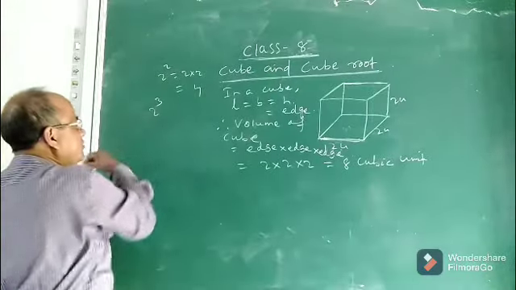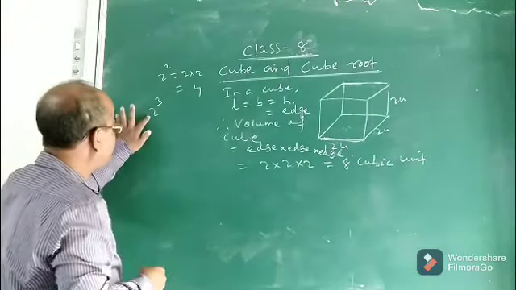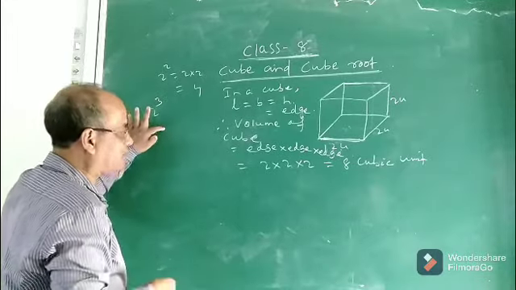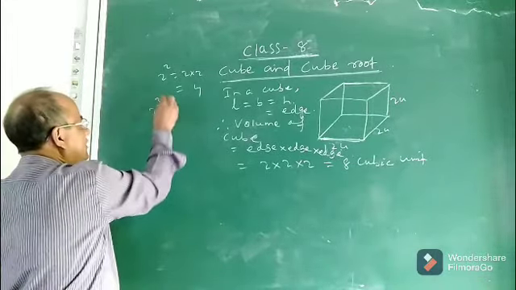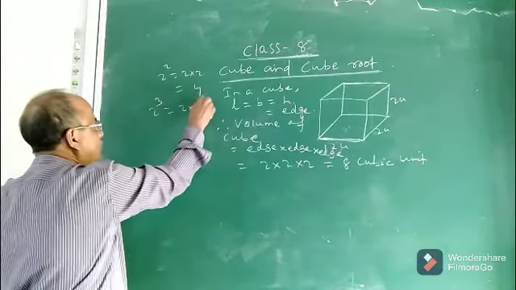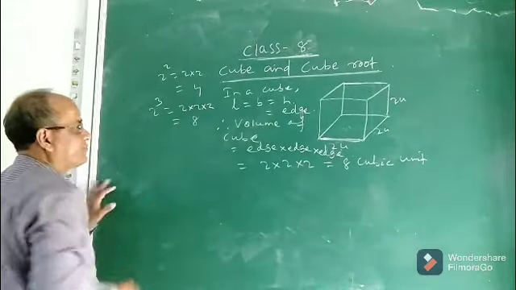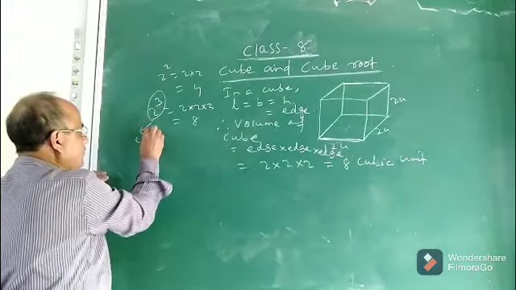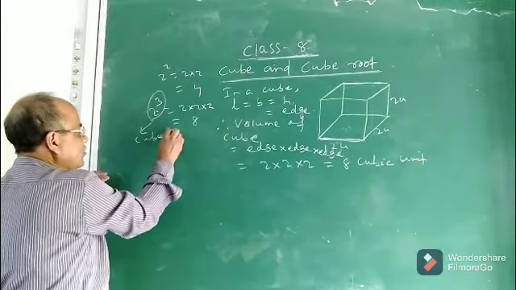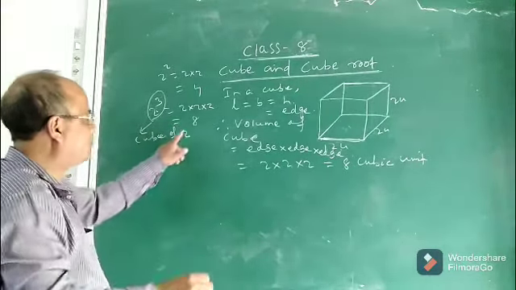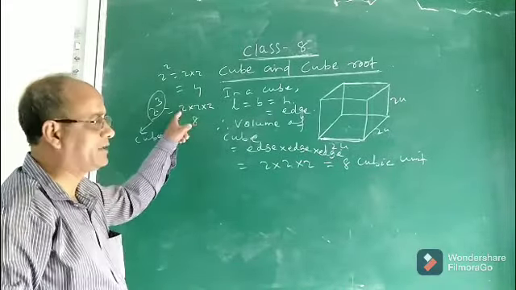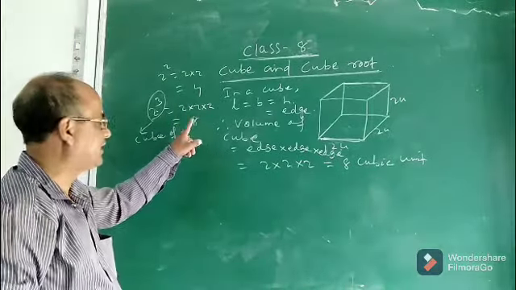Now, cube of 2, that is 2 cube. The base is 2, the power, the exponent, is 3. This is an exponential term. 2 to the power 3 is 2 into 2 into 2, that is 8. So how do you read this? You read it as cube of 2. And what is the cube of 2? Cube of 2 is 8. Why? Because when 2 is multiplied 3 times, we get 8.